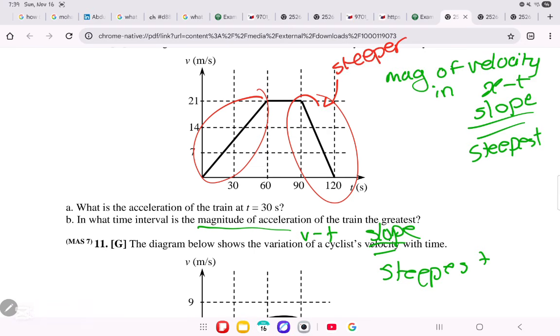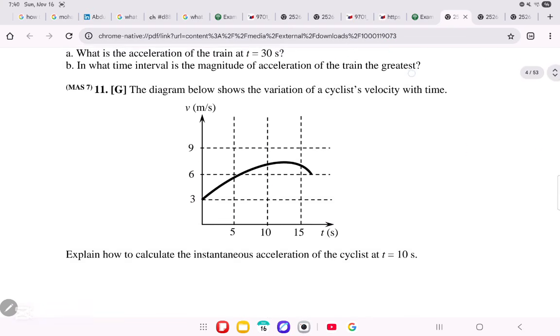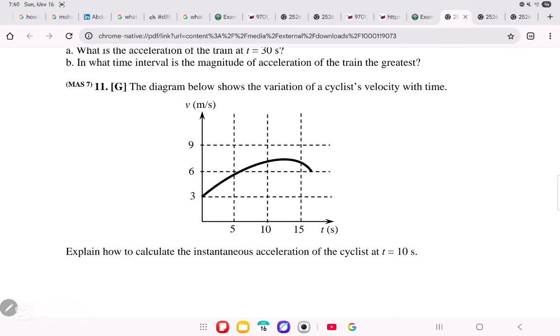Okay? And because the slope is steeper, that means it's going to have a greater value of the magnitude of acceleration. So for sure it's going to happen between 90 and 120 seconds. We'll move on to question number 11. What does it say in question number 11?